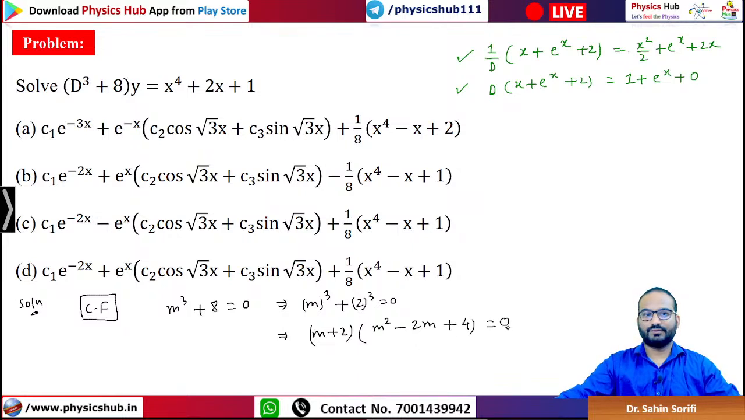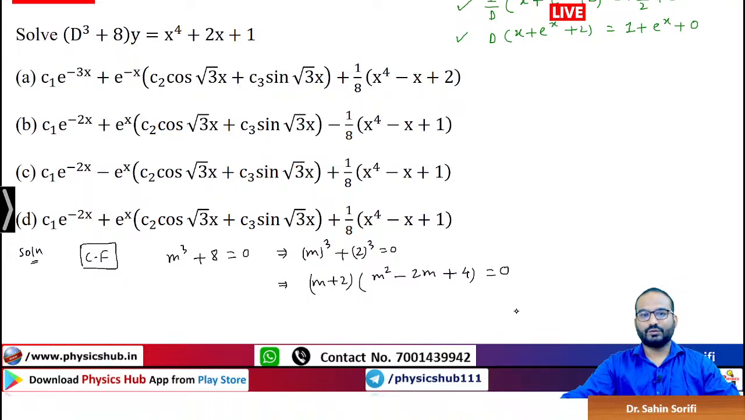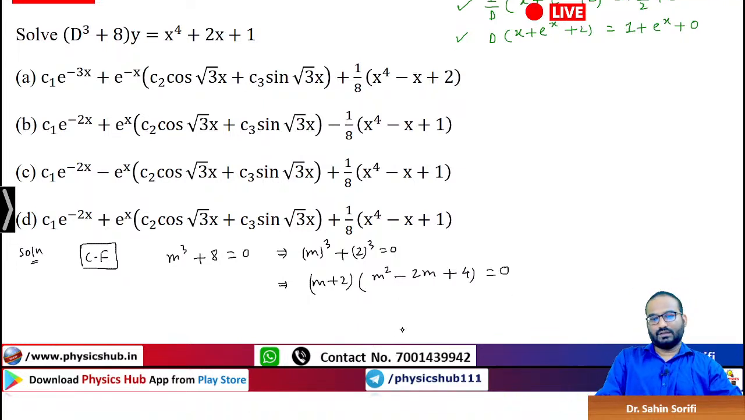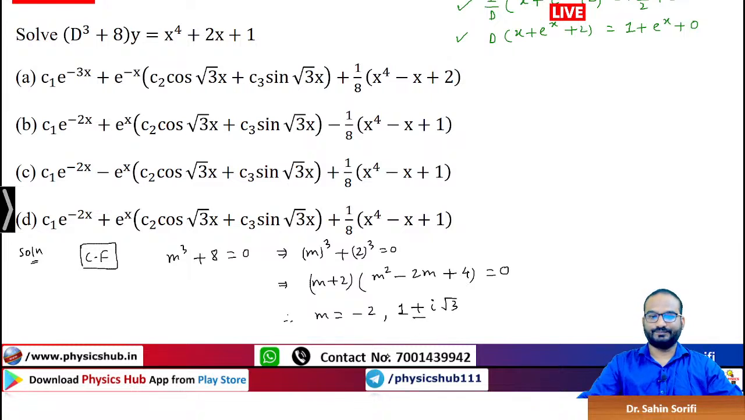I think all of you remember this formula of a cube plus b cube, (a plus b)(a square minus ab plus b square). From this we are getting m equals minus 2, and this is m square minus 2m plus 4. From this you will get two complex roots: 1 plus i root 3 is one of the roots, another root 1 minus i root 3.